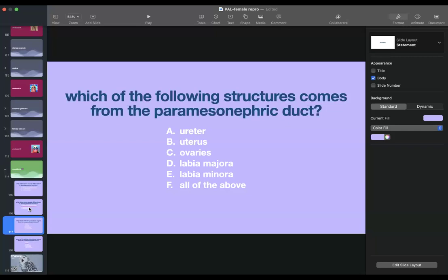Yep, absolutely correct. The correct answer is the uterus. The labia majora and labia minora both come from the effects of estrogen on the external genital tract. The ureter comes from something else. Honestly, I don't know, I forgot. It's been a long while. And the ovaries come from the absence of the anti-Müllerian hormone.